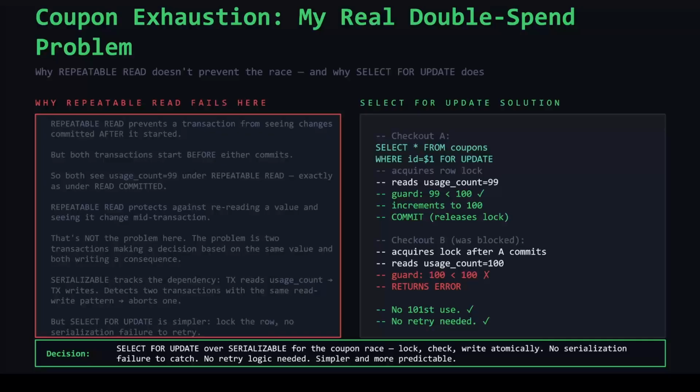My practical solution is SELECT FOR UPDATE: lock the coupon row. First checkout acquires the lock, reads 99, passes the guard, increments to 100, commits. The second blocks, acquires after the commit, reads 100, fails the guard. No serialization failure to retry, no 101st use. For license generation, a unique constraint on the order ID and license type makes the second insert fail with a constraint violation. The check-then-act race is eliminated structurally.